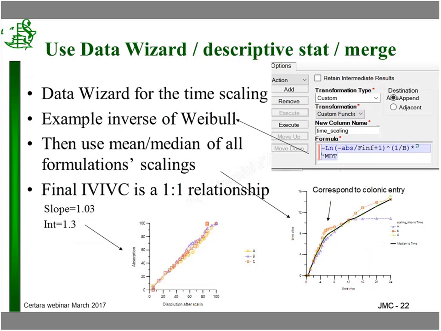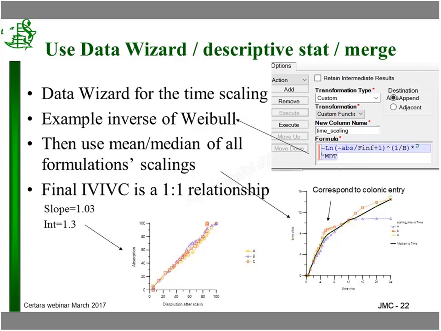Abs is given by your deconvolution. F infinity, b and ndt for the Weibull function, for example, are going to be given by the dissolution toolpack that you have in Phoenix. You can use, of course, if you prefer, the mean or the median of the absorption for the calculation of the time scaling.